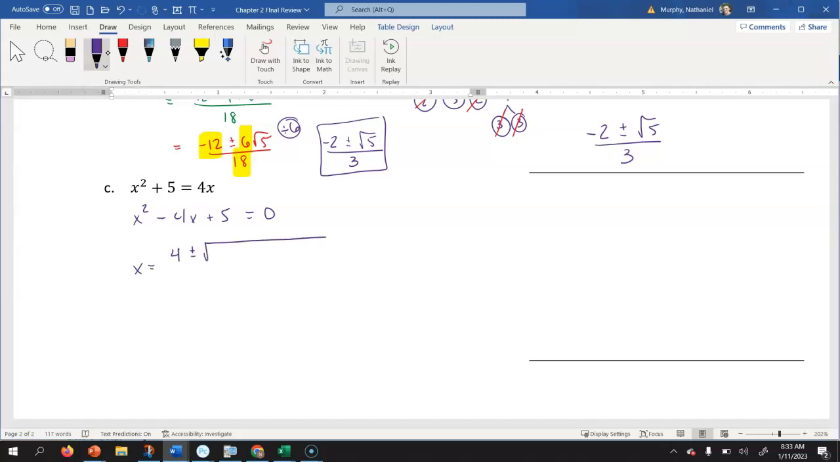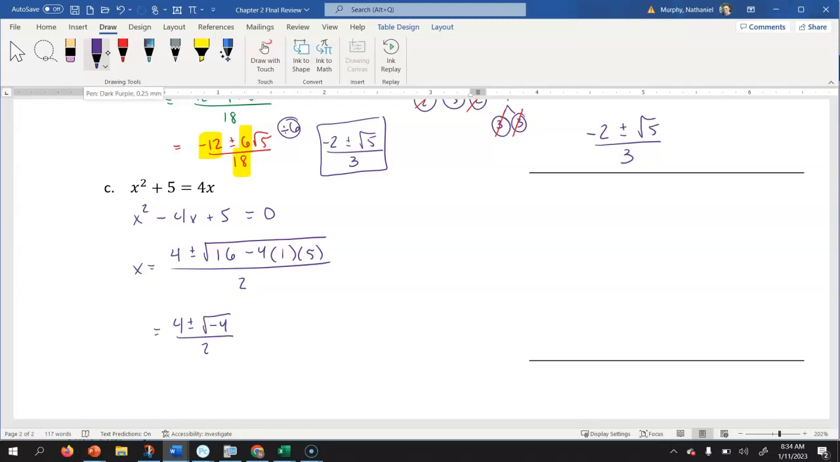Again, when you square these, just go ahead and square it in your head. Negative 4, when you square it, is a positive 16. So that'll be minus 4 times a, which is 1, times c, which is 5, all divided by 2a. A is 1, so it's 2 times 1, which is 2. So for this, when we simplify what's under the radical, we end up getting negative 4.